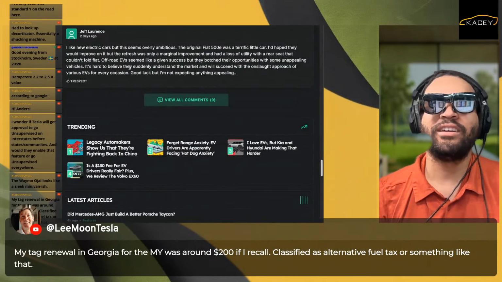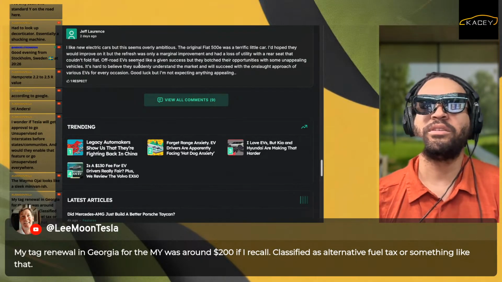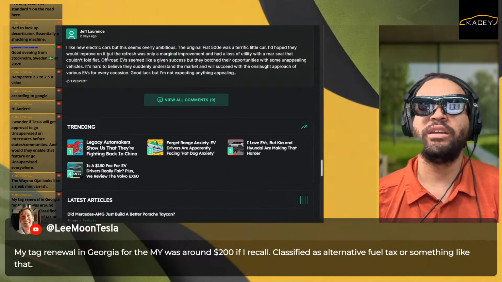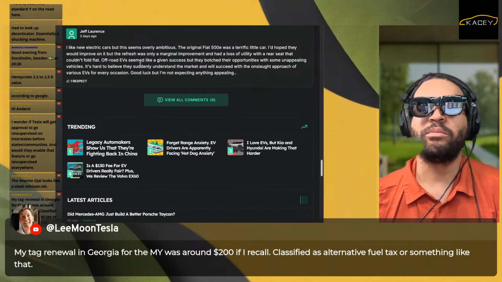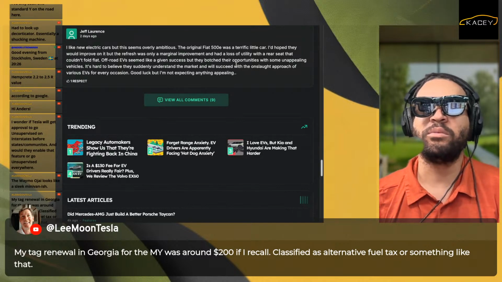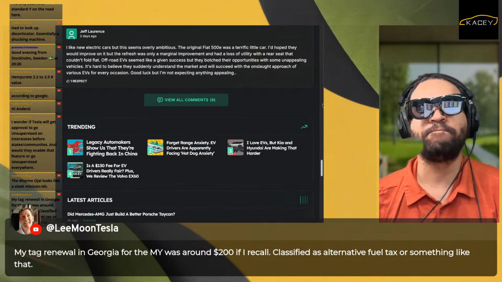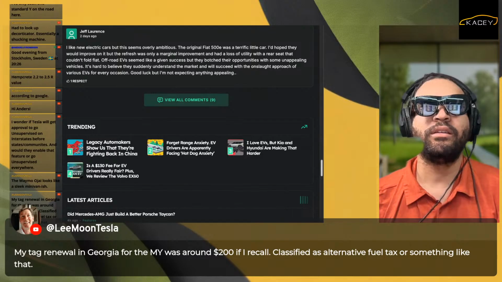Interesting. It's like a new electric cars, but overly ambitious. The original Fiat 500e was a terrific little car. I hope they'd improve on it, but the refresh was only a marginal improvement with a loss of utility with a rear seat that couldn't fold flat. Indeed.